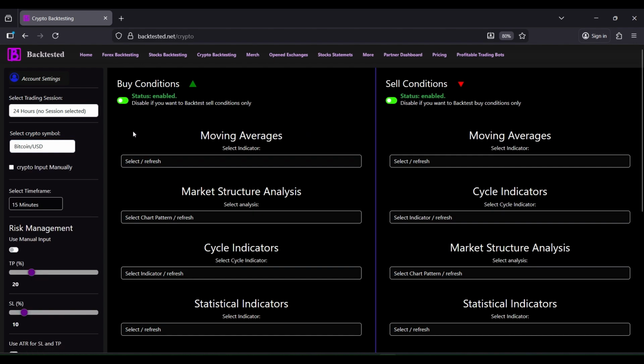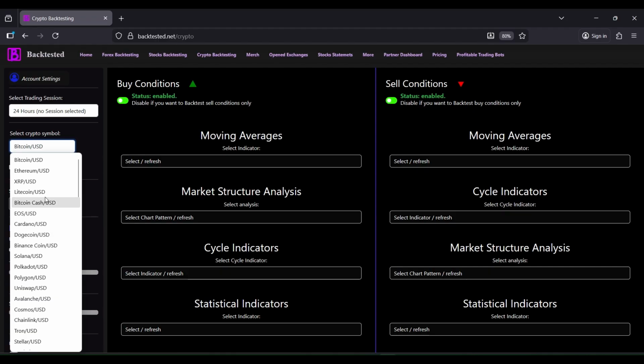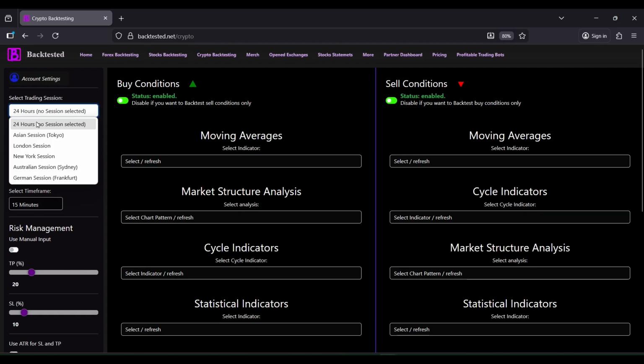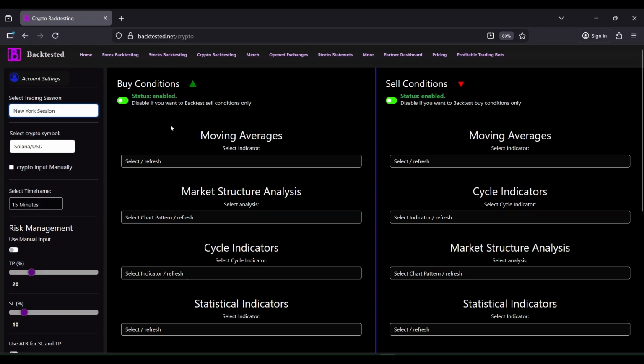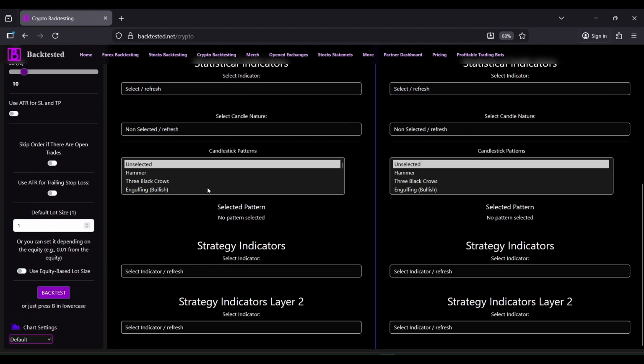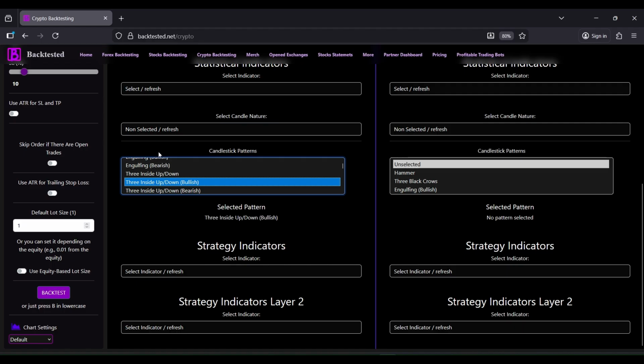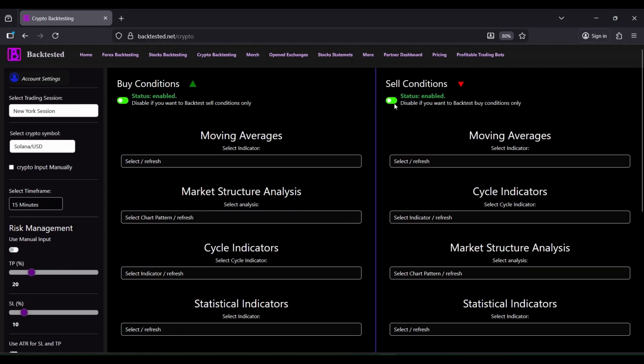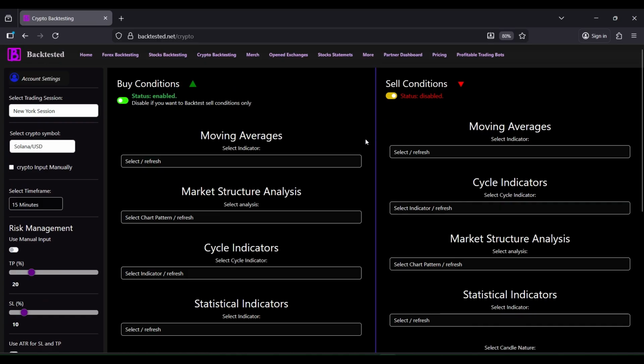I'm going to be selecting the Solana. It's Solana USD, and then I'm going to be selecting the session, New York session. I will go ahead and select the candlestick pattern, 3 inside up. You will find it listed as the inside up / down bullish. This is the pattern. Now we are going to be disabling the sell conditions because we are going to be testing a bullish setup, which means we are going just to test buys.